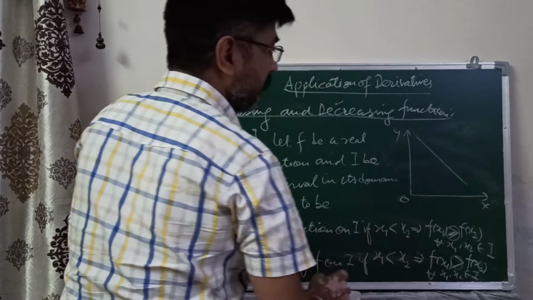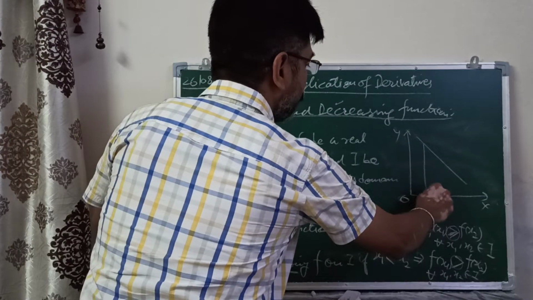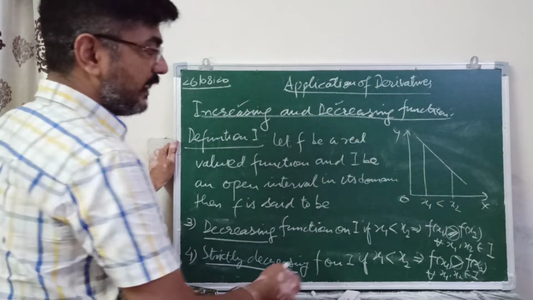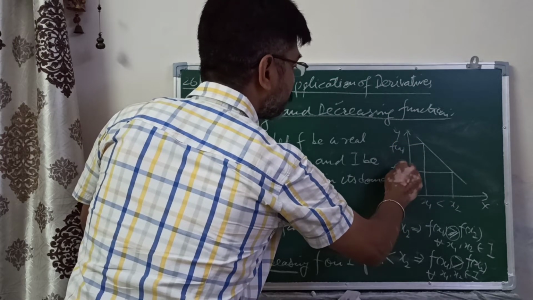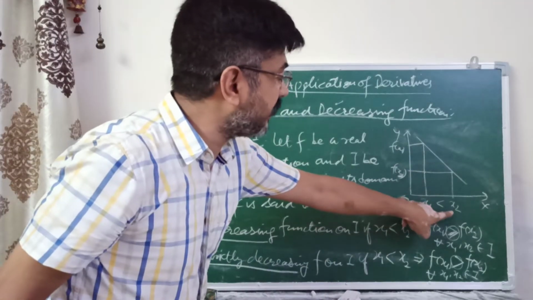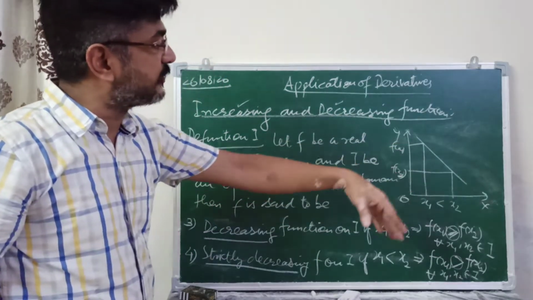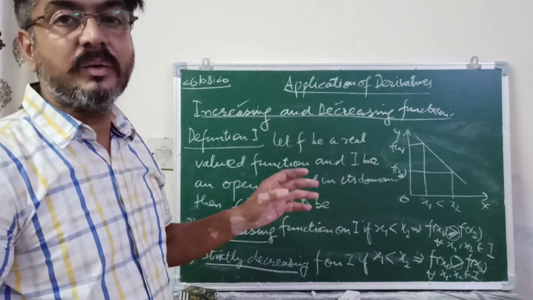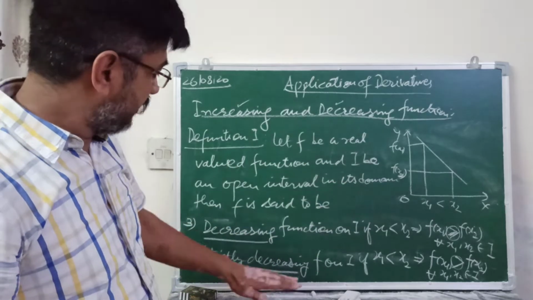This graph. There is no such part where f(x1) and f(x2) are equal anywhere. Let it be x1 and x2, where x1 is less than x2. Here is f(x1) and here is f(x2). x1 is smaller than x2, but f(x1) is greater than f(x2), and it is so everywhere in this graph. So this is called a strictly decreasing graph, because there is no chance of equal values of the function for different values of x. Such a graph is called a strictly decreasing graph.